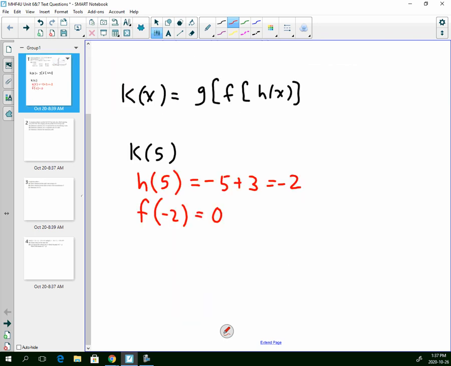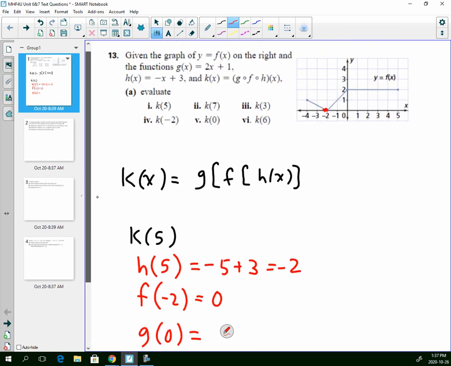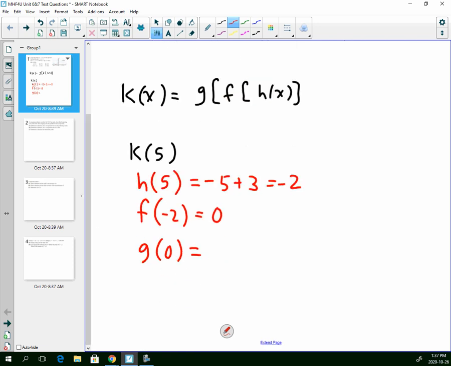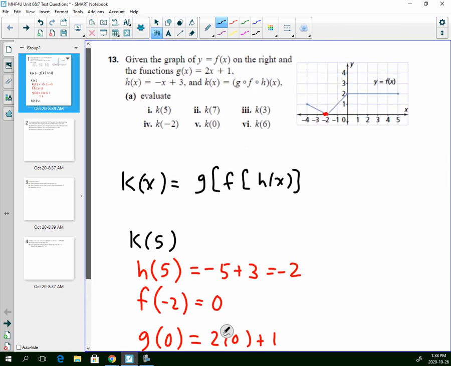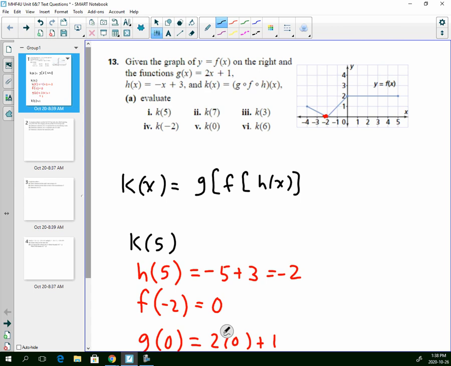And then finally, we're going to take that output and put it into the next function, which is g. So we want to do g of 0. And g is 2x plus 1. So we'll sub that in, and we get a final answer of 1. So that means k of 5, after we did all those compositions, equals 1, right? Final output. So that is a good example of where they're just giving you a variety of functions presented in different ways. Okay.